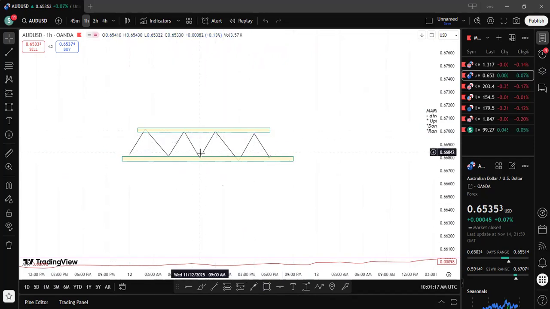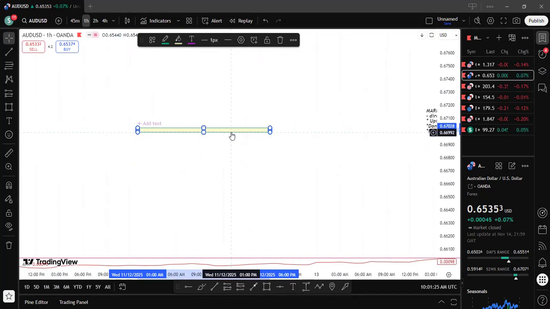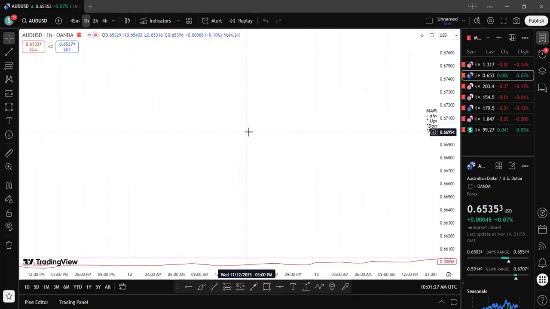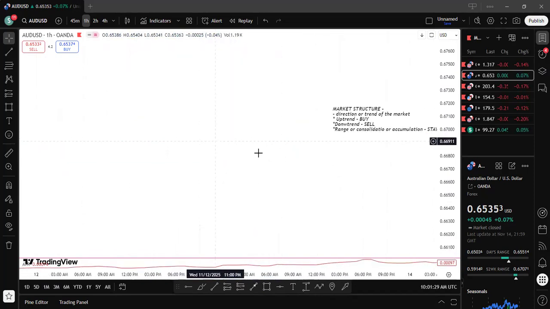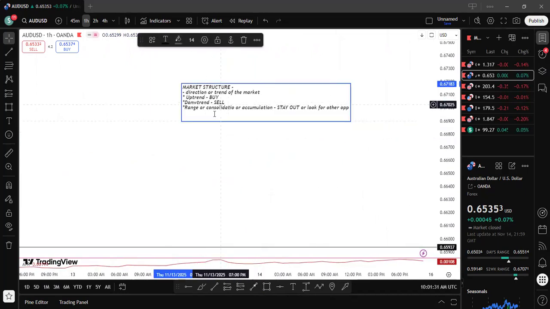In this kind of market, I don't look for buying or selling opportunities. I just simply try to stay out of the market, except if you want to take the trade. But in a range, I try to stay out of the market. So this is basically what we call the market structure.